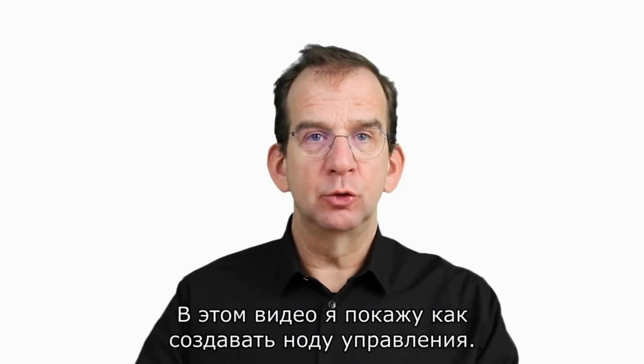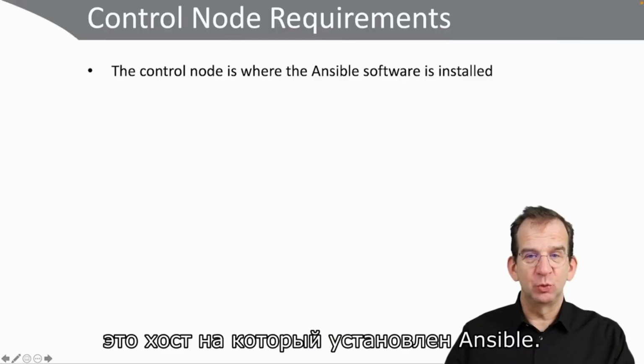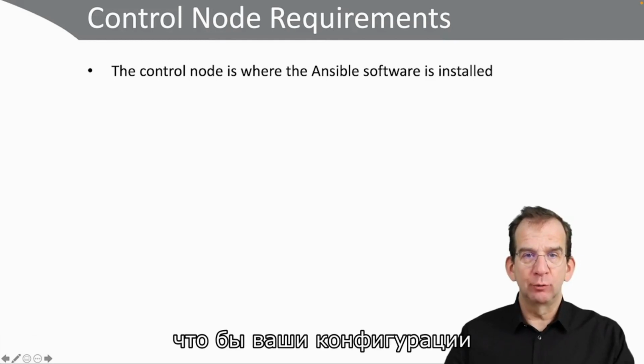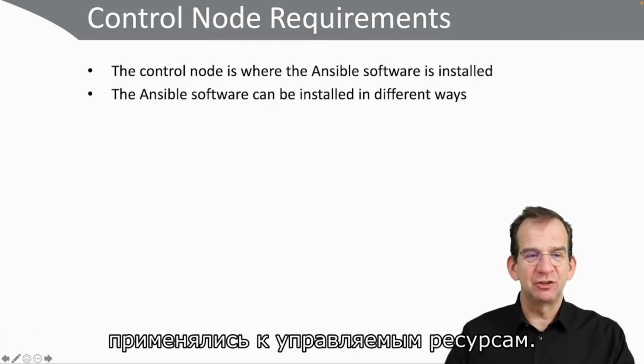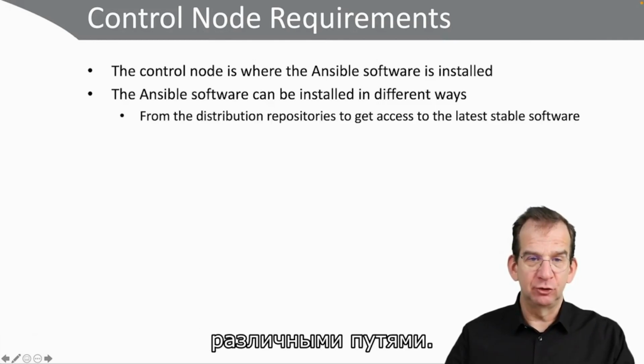In this video we are going to set up a control node. So what is a control node? Well, the control node is where the Ansible software is installed. And you will work as an operator from the control node to make sure that your configuration is pushed to all the managed assets. And the Ansible software itself can be installed in different ways.